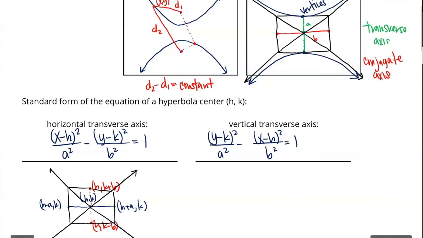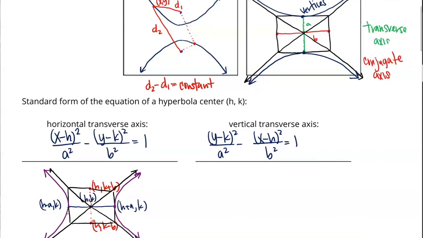And then we sketch the hyperbola through the vertices from there. It looks something like that.